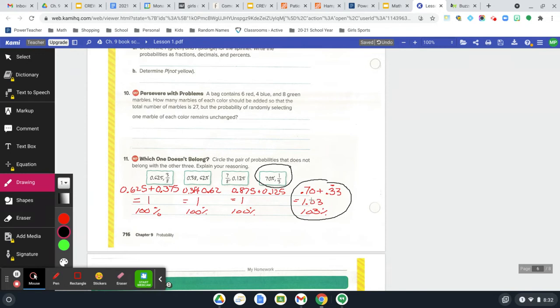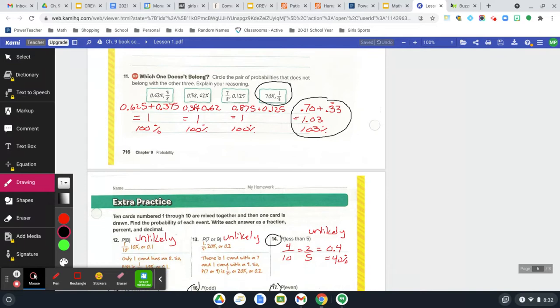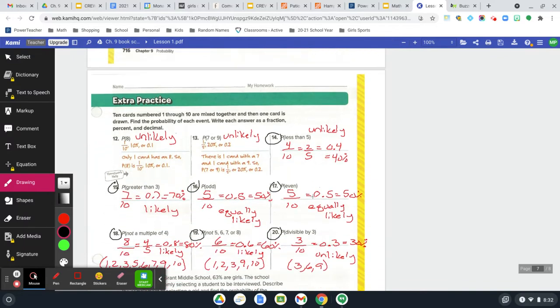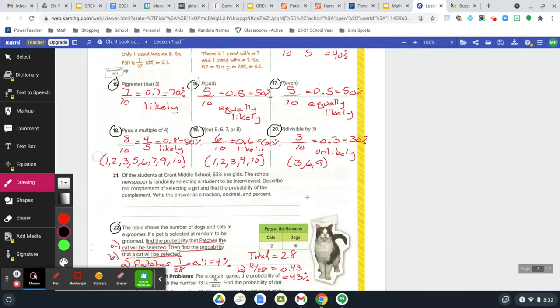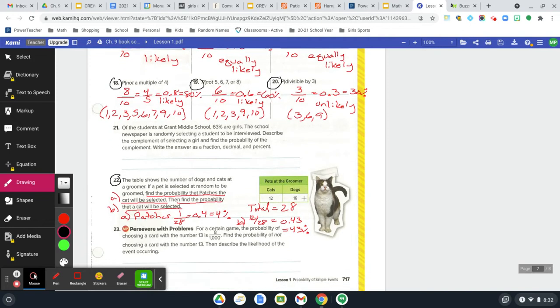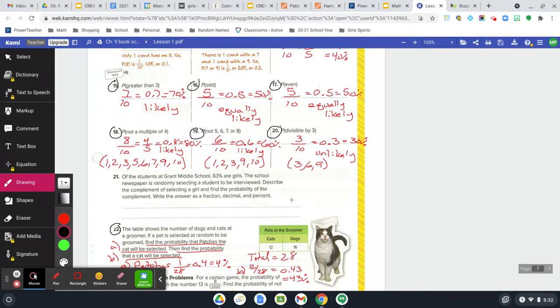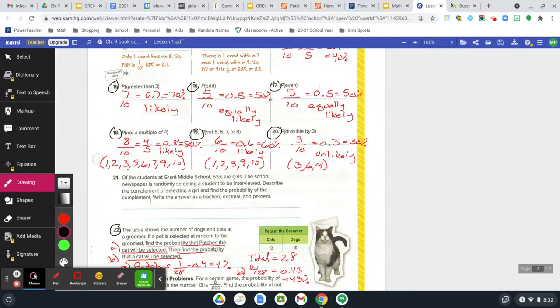Okay, we're going to do one more together, one more. So let's go down to extra practice on page 717. And we're going to look at number 21. There it is right there, last one. So here, of the students at Grant Middle School, 63% are girls, and the school newspaper is randomly selecting a student to be interviewed. Describe the complement of selecting a girl and find the probability of the complement. Write the answer as a fraction, decimal, and percent.